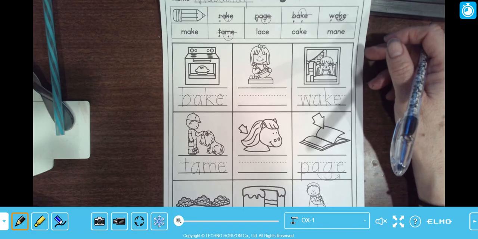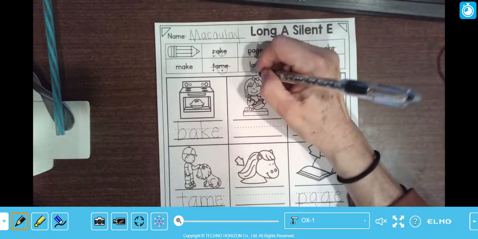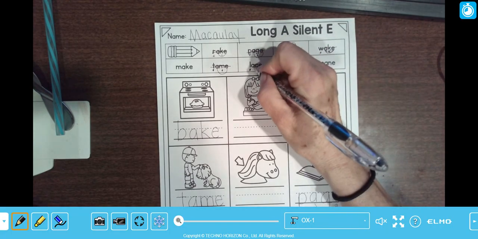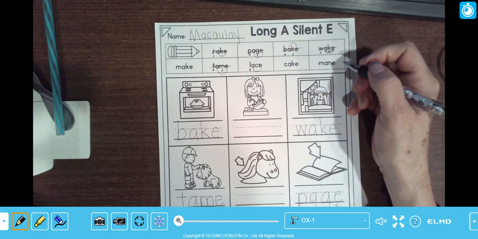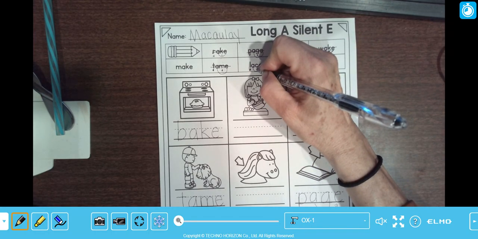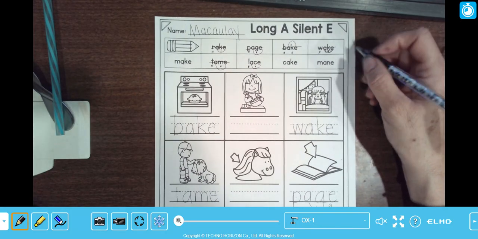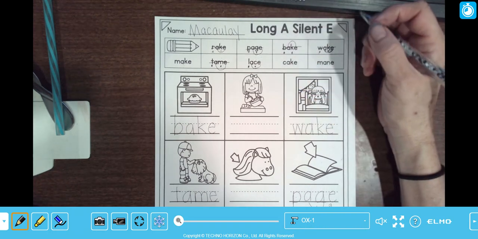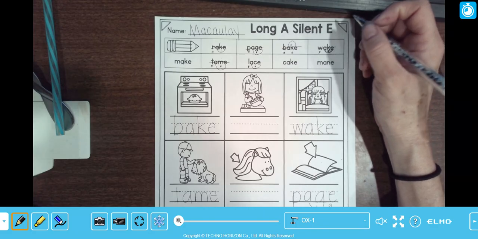Okay, let's do the next one. Okay, so this is an L, makes an L sound. This is the A with the silent E, and it makes the A sound. And this is the C next to the E. Now let me tell you a secret, kiddos. When the C is next to an E, it doesn't make a K sound. It makes an S sound.